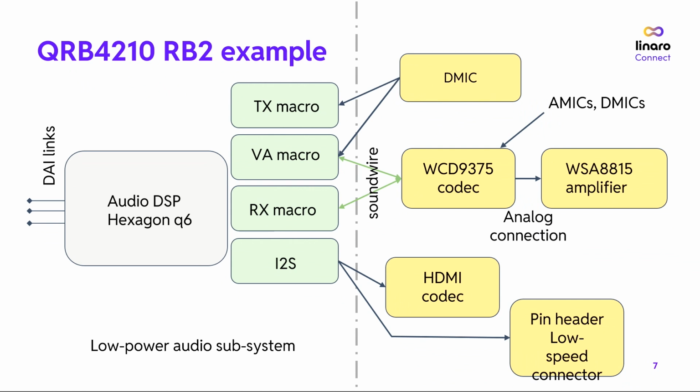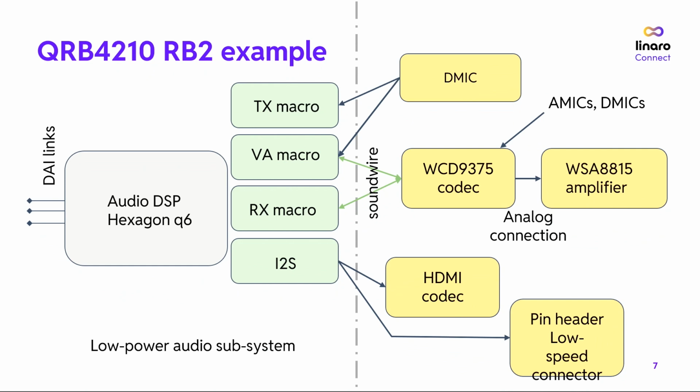Yeah, this is an example of how components are located and how they're connected together on the RB2 board. On the left side, we have components of LPASS, digital codecs and DSP. We don't have a WSA macro codec there. The components on the right, let's say external codecs, the picture can be very different on different boards.